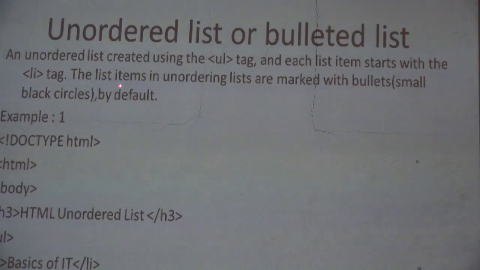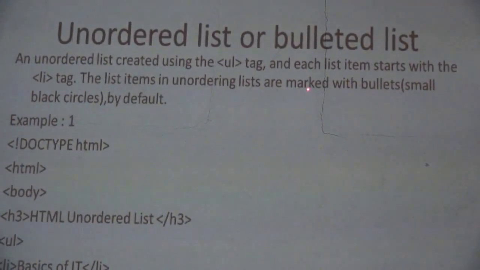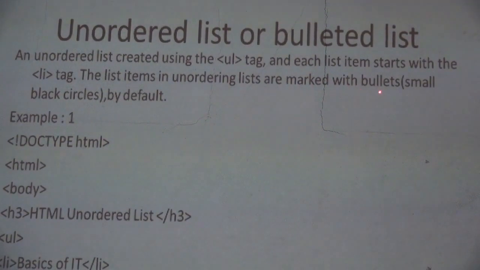This means we are not maintaining any sequence in this unordered list. The items in the list are shown with the help of bullets, which are small black circles by default, because that is the default value for a bulleted list. Now here is example 1. In the book there is more than one example, so you can practice, because all the PDFs are sent to students on the WhatsApp group.